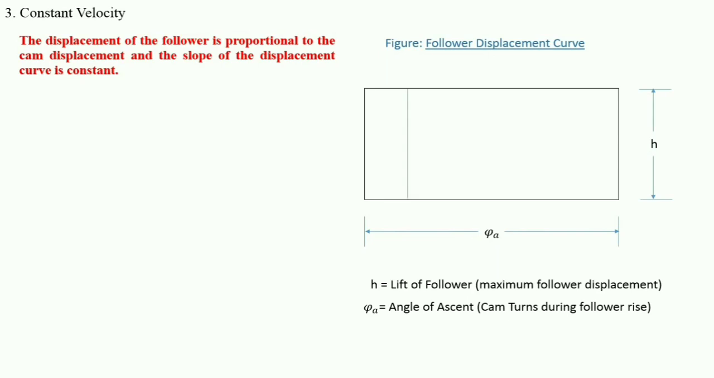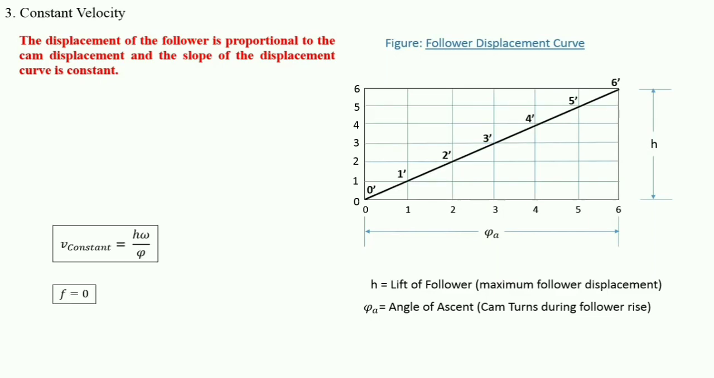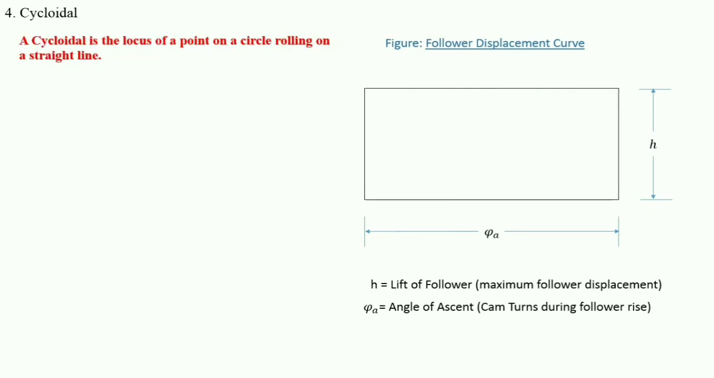Next one is constant velocity. In this, the displacement of the follower is proportional to the cam displacement, and the slope of the displacement curve is constant. Again 6 parts, again vertical 6 parts, we'll join all the lines, we'll mark the points, and we'll join all the points. So this is constant velocity, and there is no acceleration because velocity is constant. And if you have to find out the velocity, then you can find it by the formula.